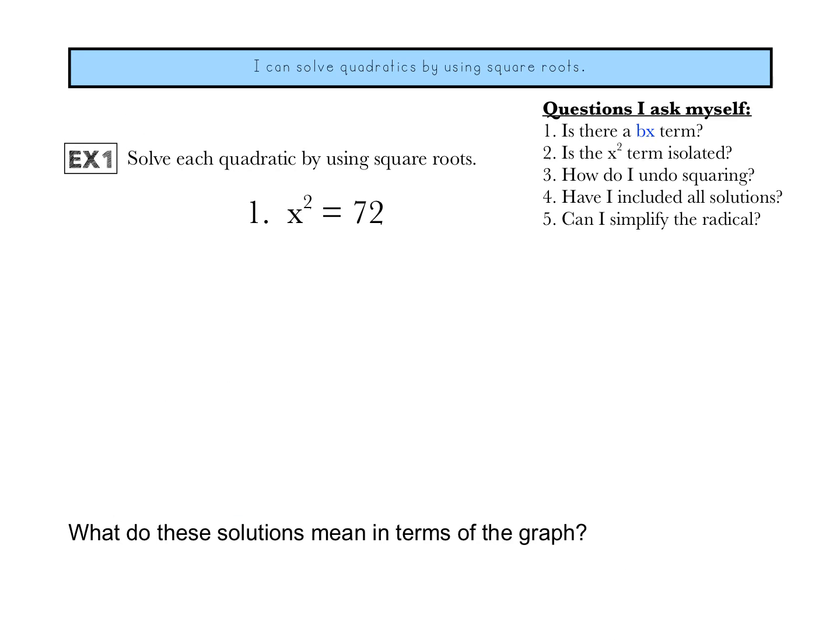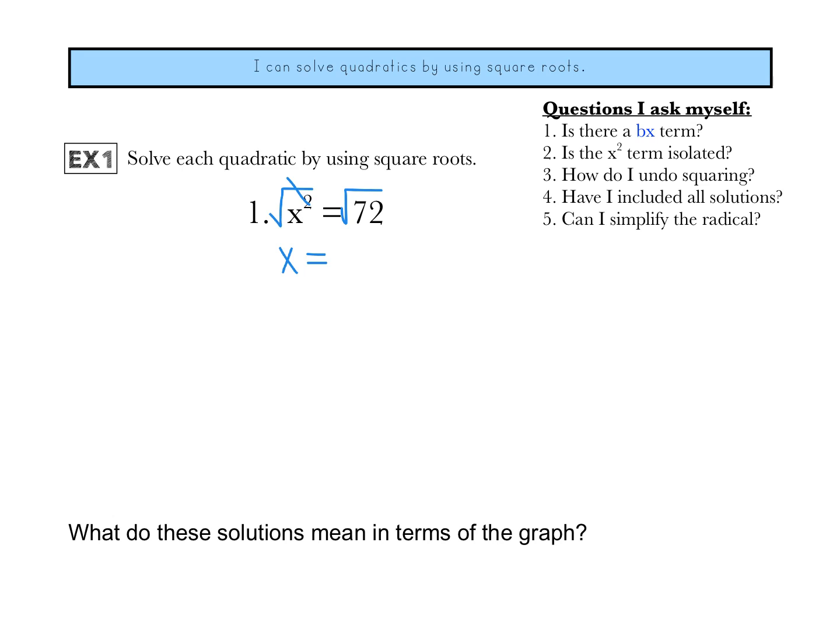Alright, so in this first example, the first question I'm asking myself is, is there a bx term? Which there isn't. I just have my quadratic term and my constant. There's no bx term, so I can use the square root method. Is the x squared term isolated? So when I look at this, the squared is isolated. Everything else is on the other side. So then how do I undo squaring? I square root. And what I do to one side, I have to do to the other. So square rooting and squaring cancel, and I have x equals.